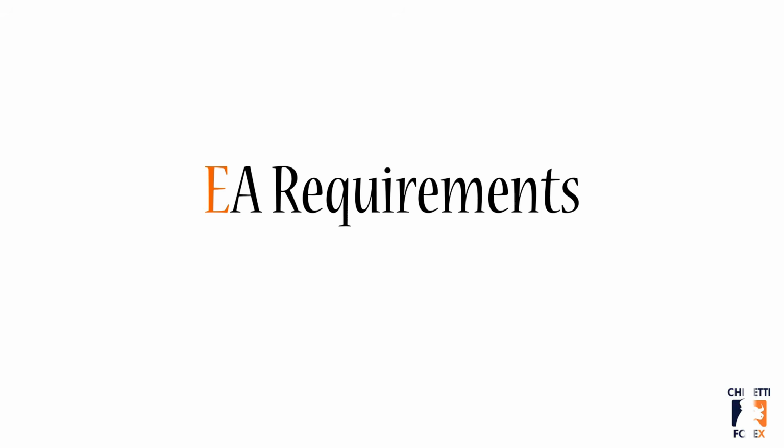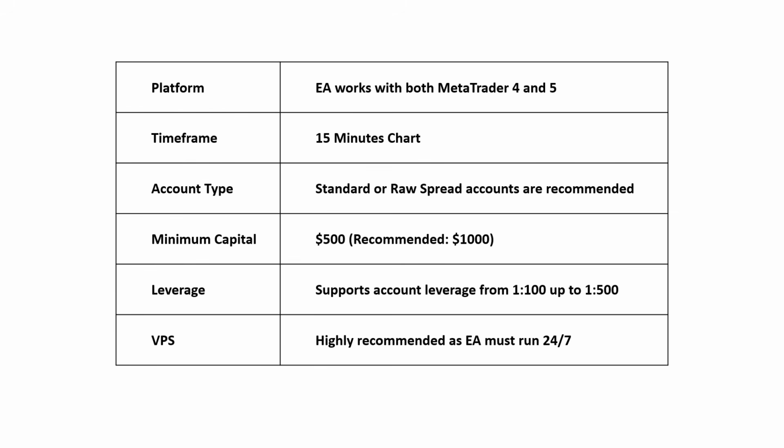All right, let's quickly cover what you need to run the GoldRider EA. Platform. Works with both MetaTrader 4 and 5. Time frame. Trades on 15 minutes chart. Account type. Standard or raw spread accounts are recommended. Minimum capital. We recommend a minimum of $500 to $1,000 to run the EA properly.